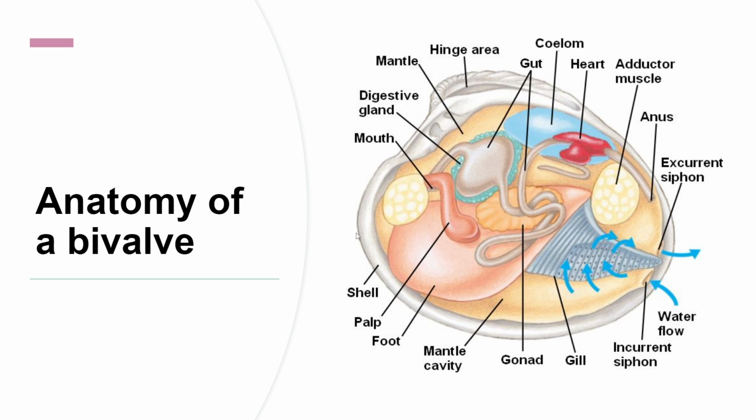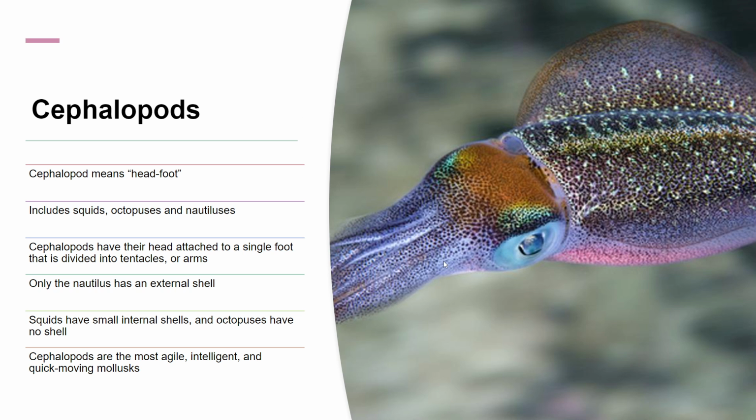You can see most of the important organs are going to be central or protected by the shell, and they're also going to have a very muscular foot for locomotion and digging in sand. And then we have the cephalopods, which mean head foot. Something like an octopus or a squid or a nautilus fits within these cephalopods. For the most part, we're going to see an internal shell in every type of cephalopod except for the nautilus. It has an external shell.